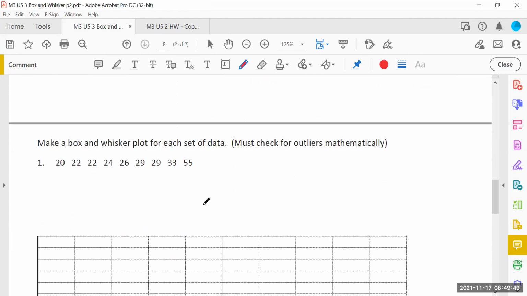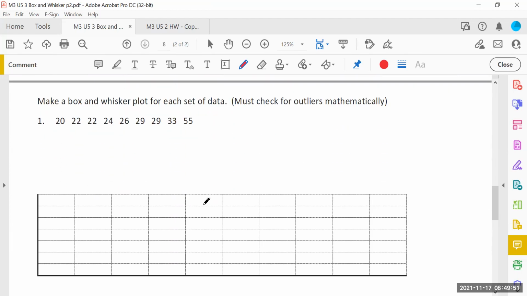So let's try it here. Make a box and whisker plot for each set of data, check for outliers. This is on the next page. The first thing you should do is check, is the data in order? 20, 22, 22, 24, 26, 29, 29, 33, 55. Perfect. It's in order. So now I'm going to go through here and I'm going to find the lowest number. So here's my minimum or low. Here's my maximum or high.